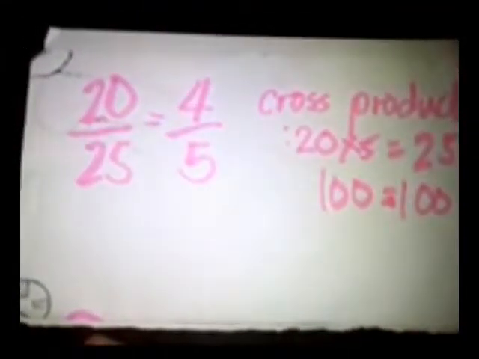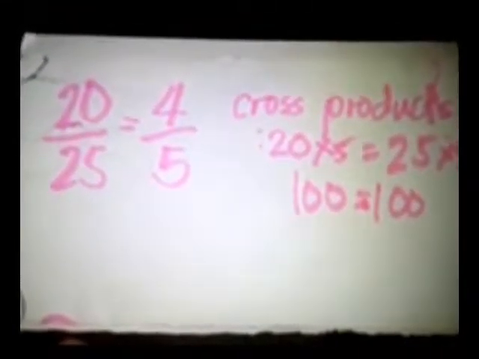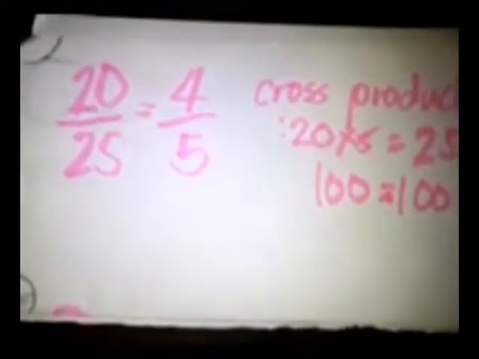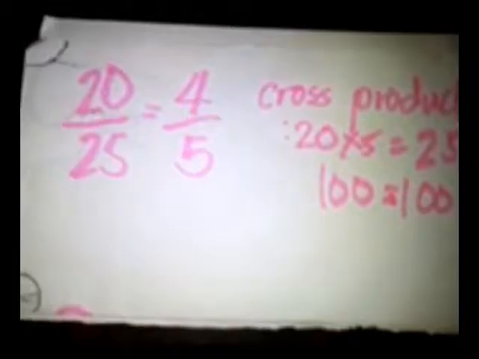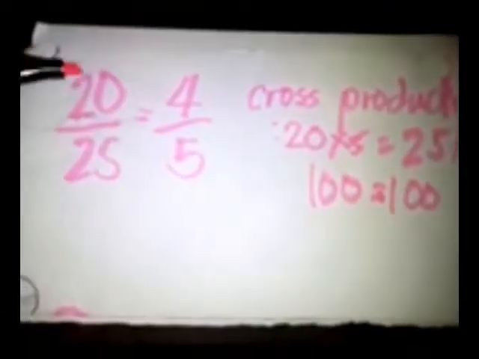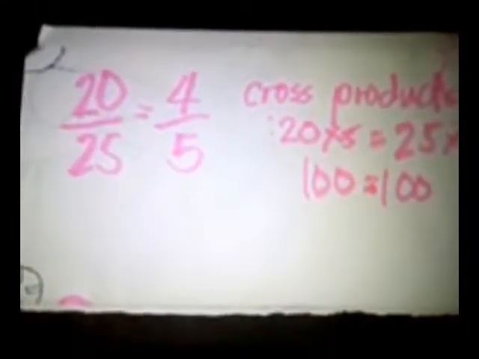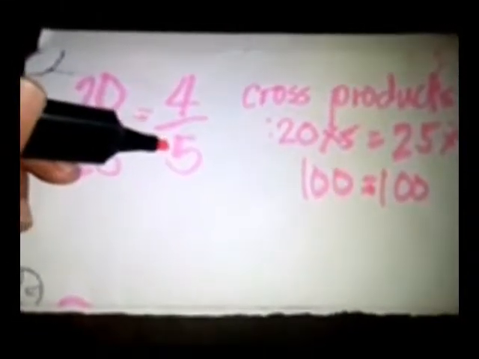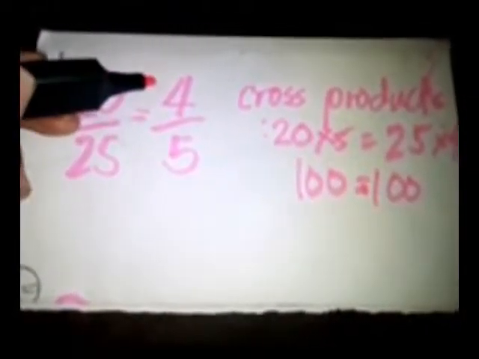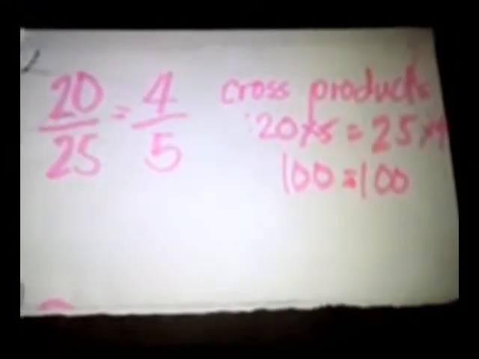When 2 ratios are equal, then the cross products of the ratios are equal. In problems involving proportion, we can use cross products to test whether 2 ratios are equal and form a proportion. To find the cross products of a proportion, we multiply the outer terms, called the extremes, and the middle terms, called the means. Here, 20 and 5 are the extremes and 25 and 4 are the means.